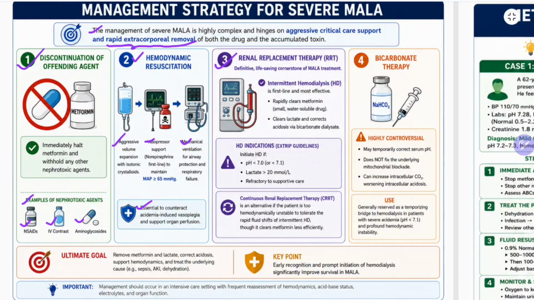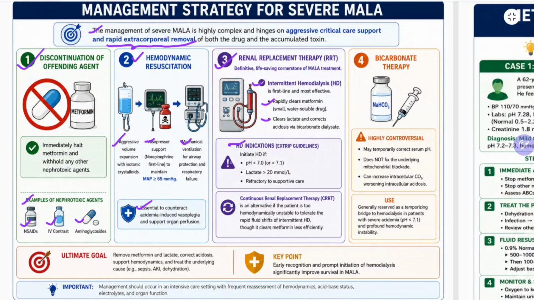Third one is renal replacement therapy, the definitive and life-saving cornerstone of MALA treatment. Intermittent hemodialysis is first line and most effective. It rapidly clears metformin, which is a small, water-soluble drug, clears lactate, and corrects acidosis via bicarbonate dialysate.